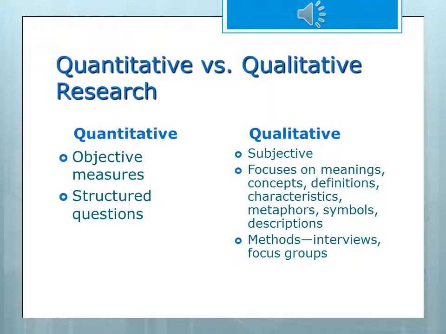So really quickly, we'll talk about quantitative and qualitative research. Generally speaking, quantitative is objective instead of subjective, and it can be measured oftentimes numerically with structured questions. So one of the classic examples you'll see is a survey with a Likert type scale of, rank this 1 to 5, would be quantitative data.